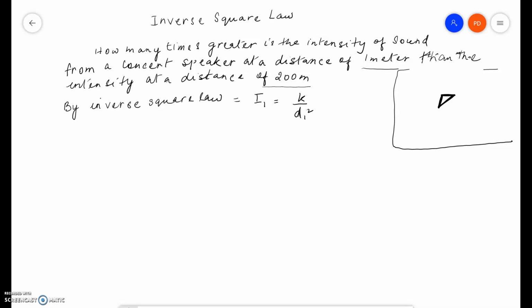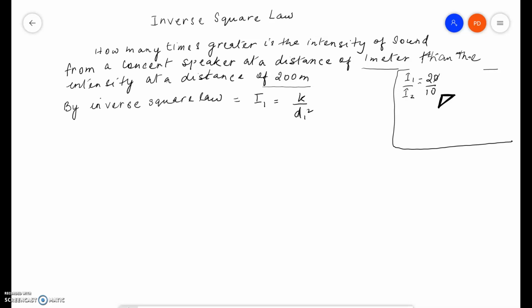So the question says, how many times greater is the intensity of sound from a concert speaker at a distance of 1 meter than the intensity at a distance of 200 meters? Now suppose the intensity at a certain distance is I1 and the intensity at a certain distance is I2. And it turns out that I1 over I2 is 20 over 10.